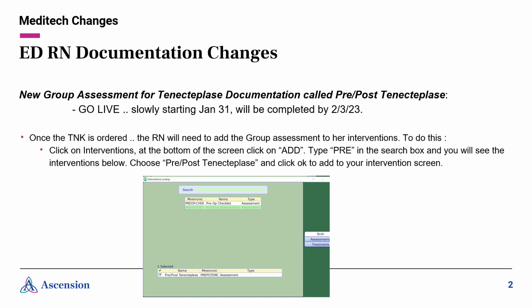Once the ED provider places the order for TNK, the RN will need to add the group assessment to her interventions. In order to do this, you click on Interventions and then at the bottom of the screen, click Add. There will be a search box that comes up. Type PRE in that search box and you will see the two interventions listed below. There you can choose the pre-post tenecteplase to add to your intervention screen.